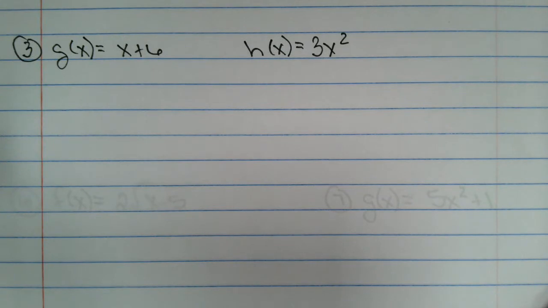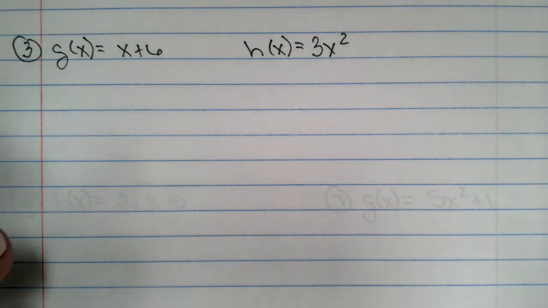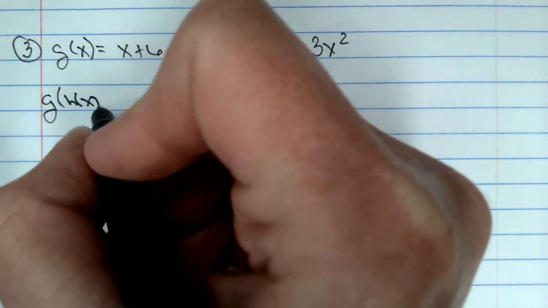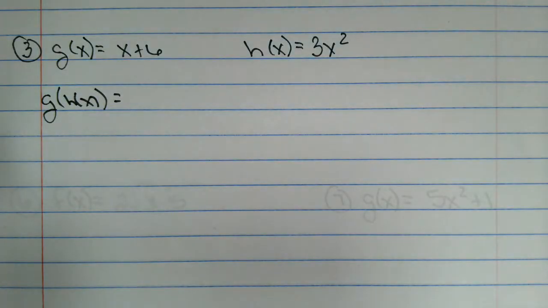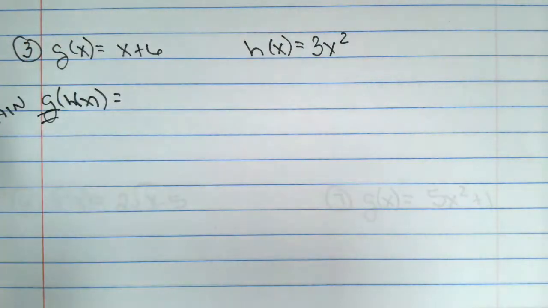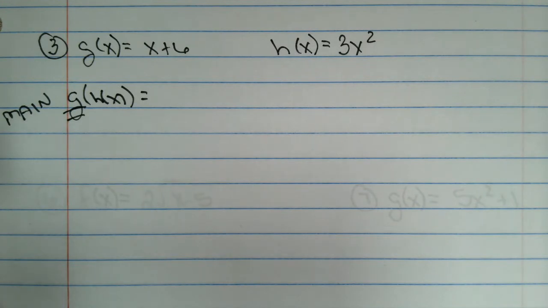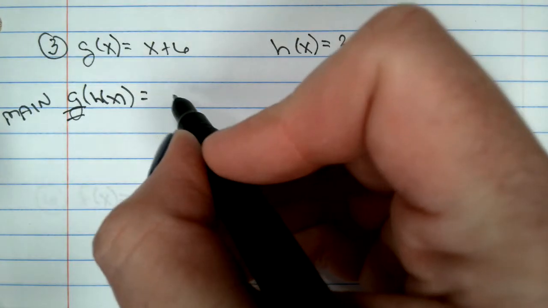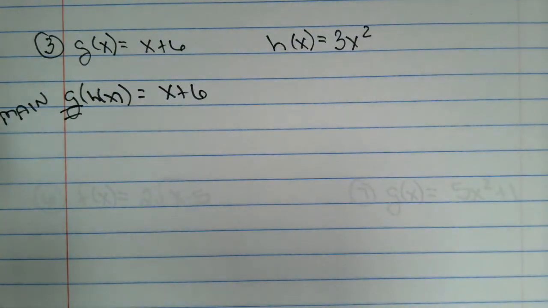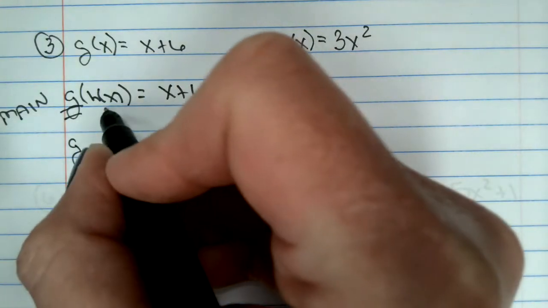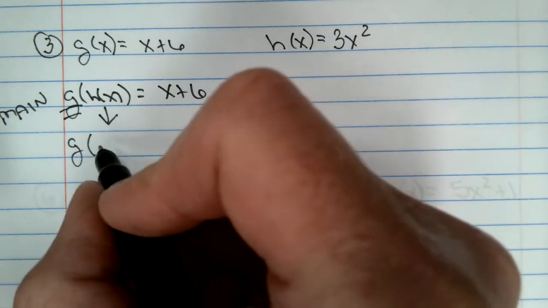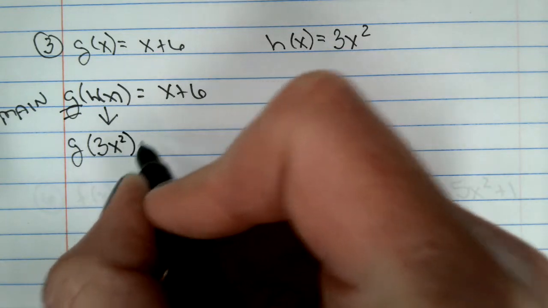Let's say that we have functions and we want to find g of h of x. So whatever letter comes first, I think of that as my main function that I'm going to use. So on the other side of the equal sign, I would write down x plus 6. Get rid of h of x and plug that function in. So that's 3x squared.